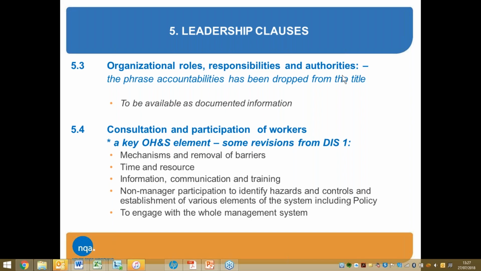The management standard looks at the removal of mechanisms and barriers. It looks at time and resource. So this is all interlinking with the leadership, so they need that commitment, the information, communication and training that may be required, non-managerial participation of the worker group to identify hazards and controls, including involvement in the policy development. As I say, it's about engagement with the whole of the management system.